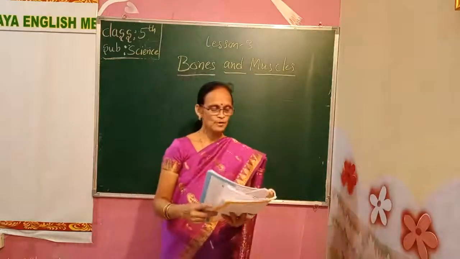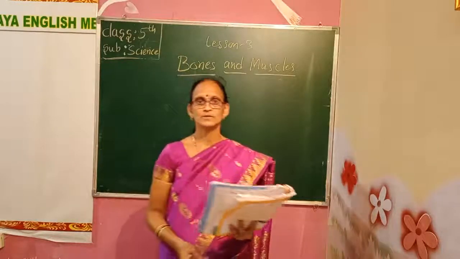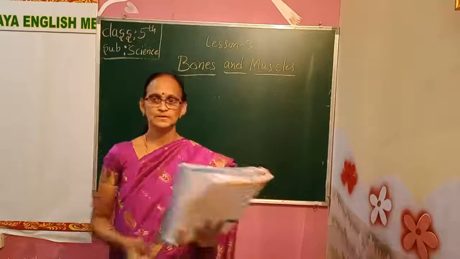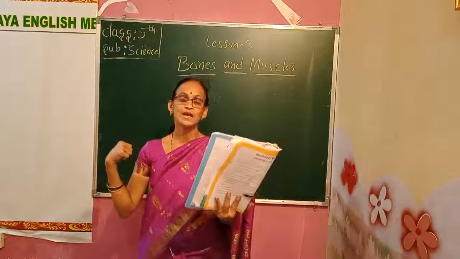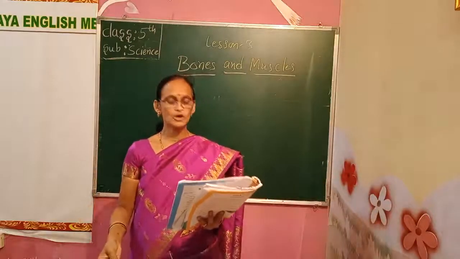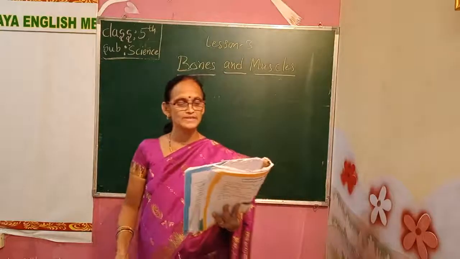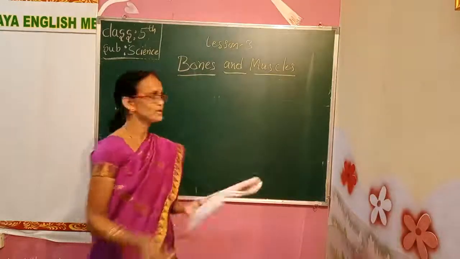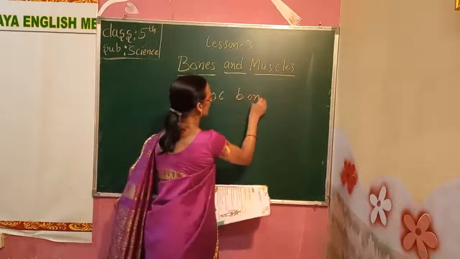Now, have you wondered why earthworms or insects cannot stand like you? There are some animals like snake, lizard, earthworm, they can't stand, because they do not have bones like us. Our body has a framework of 206 bones that form the skeleton system. So our body is having how many bones? 206 bones are there in your body.